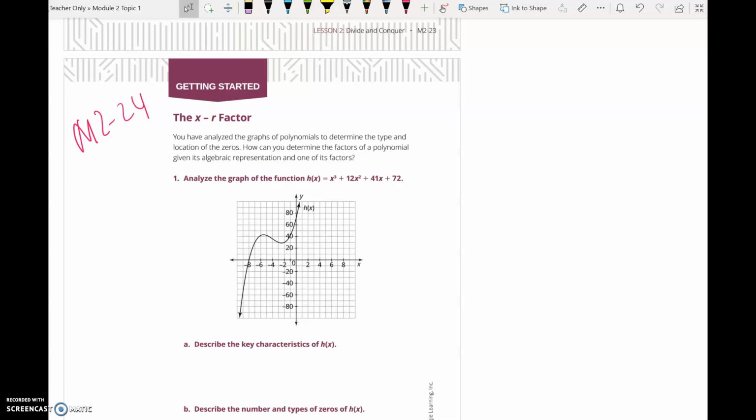This happens quite a bit when we actually look at real polynomials, and so we want to use some different methods to find the zeros without actually doing one of those factoring methods. If you look at this polynomial here, I have x cubed plus 12x squared plus 41x plus 72. You can see that it is a cubic function, right? It has a relative maximum, a relative minimum, and it does have a zero. It's only got one of them, but it's right there.